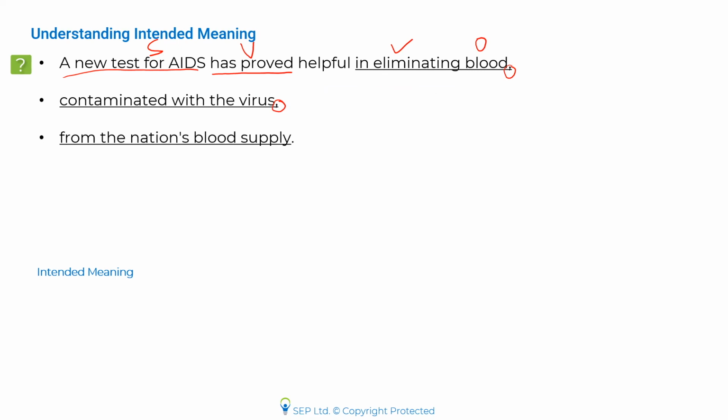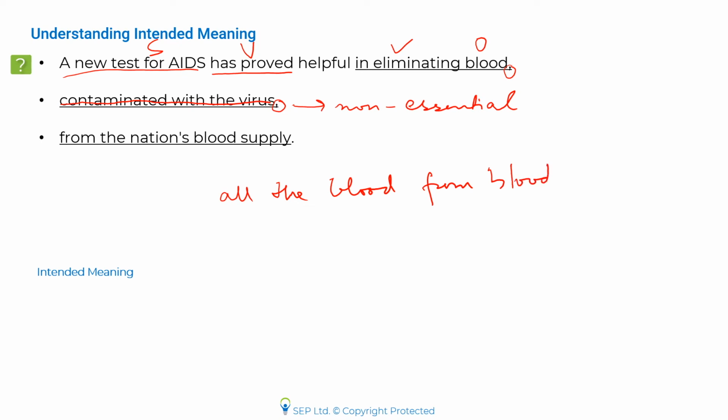What is that problem? We know that information modifiers placed within two commas are non-essential modifiers, and our sentence must make sense even when we remove this additional piece of information. So when we strike this out, what remains is a little bit nonsensical. What remains? Now we are saying a new test for AIDS has proved helpful in eliminating blood from the nation's blood supply. So are we saying all the blood from the blood supply? That would mean nothing will remain in that blood supply, and of course that is not the intended meaning, right?